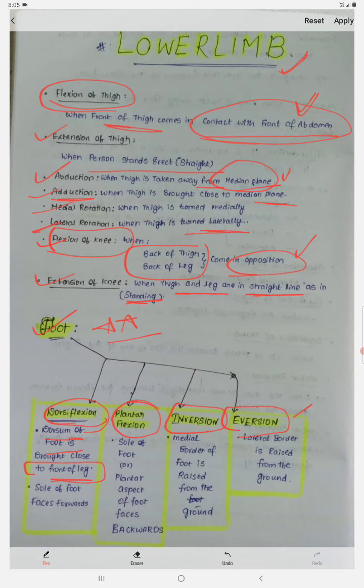Okay, the dorsum of the foot is similar to the dorsum of the hand, and the sole of the foot is similar to the palmar surface of the hand. So that you can compare. The sole of the foot faces forwards in dorsiflexion. Remember, the sole of the foot faces forwards.